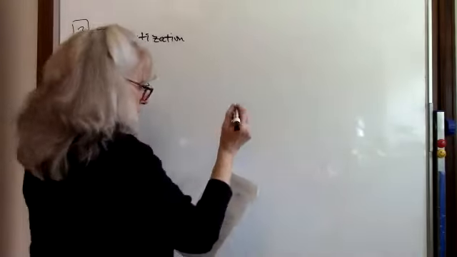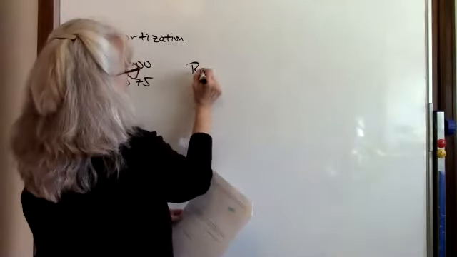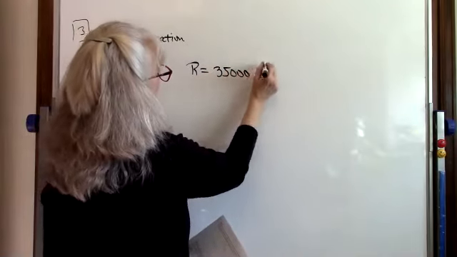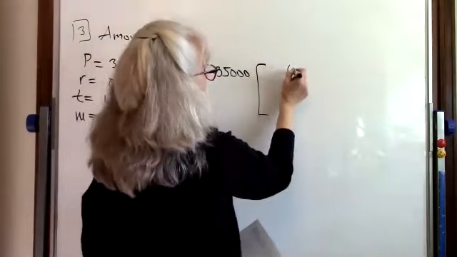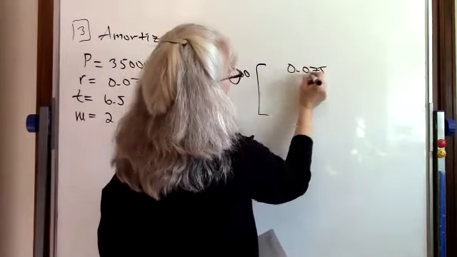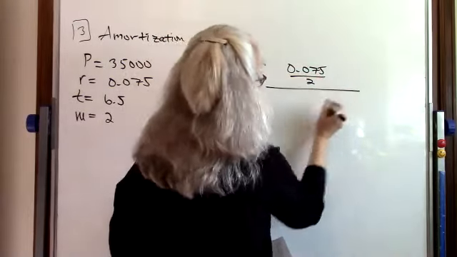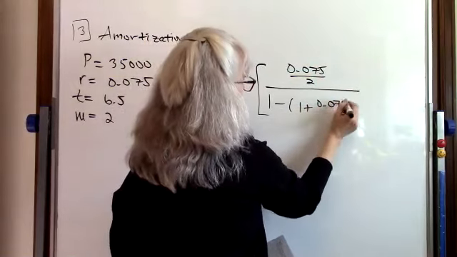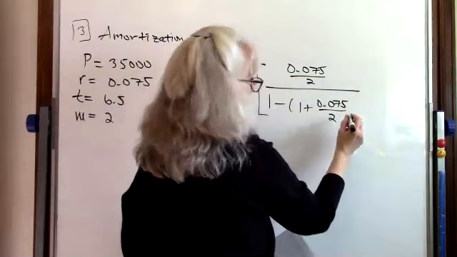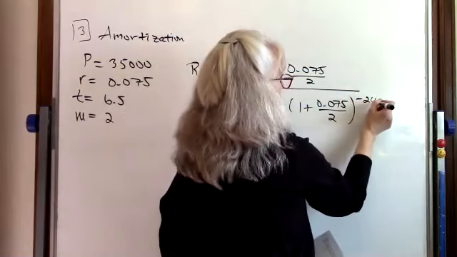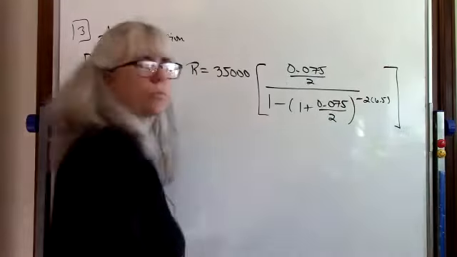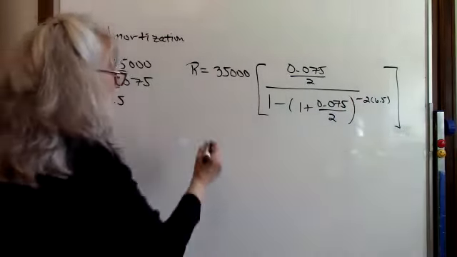So using the amortization formula, we get R is equal to 35,000 times 0.075 divided by 2, all over 1 minus 1 plus 0.075 divided by 2. We're going to raise that to the negative 2 times 6.5 as an exponent. Then you just have to number crunch that through the calculator.